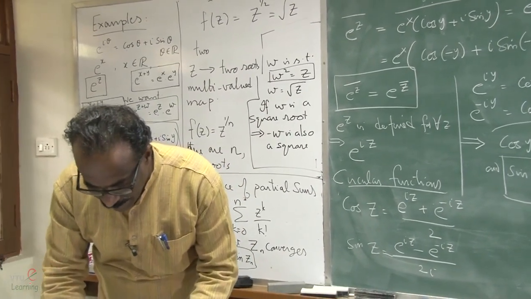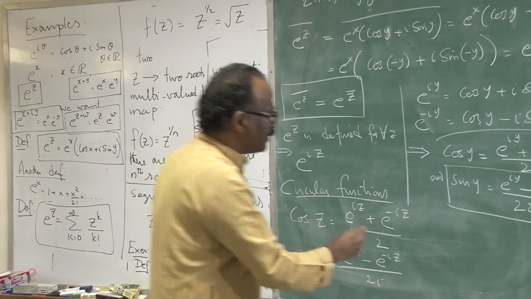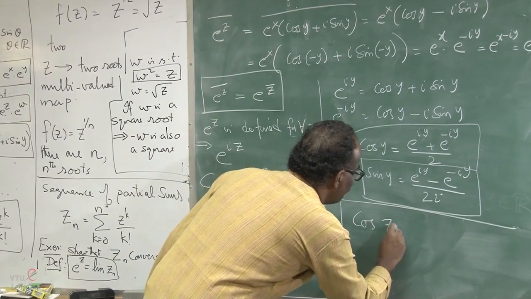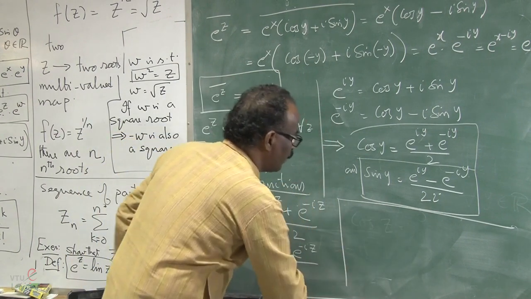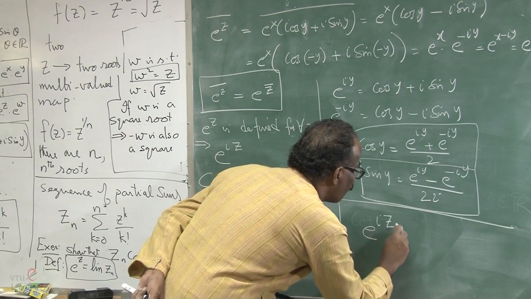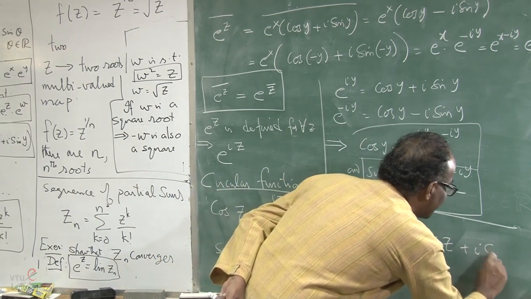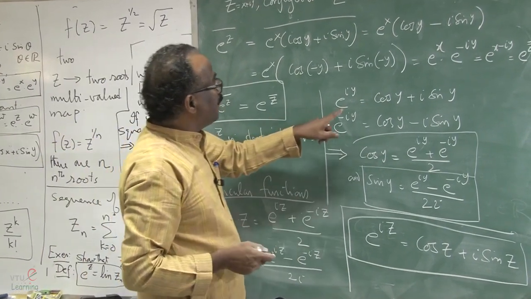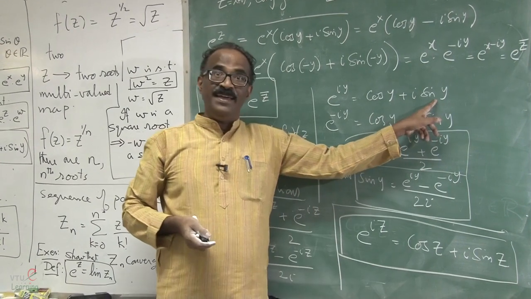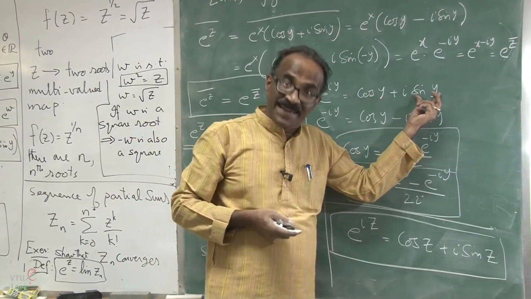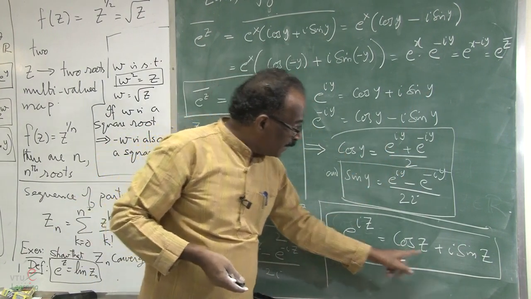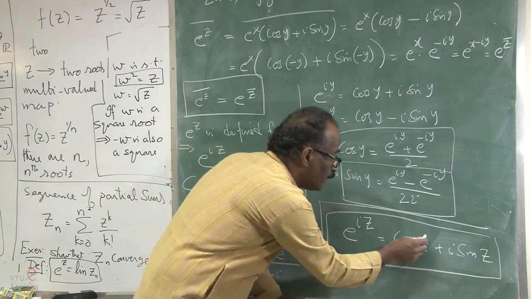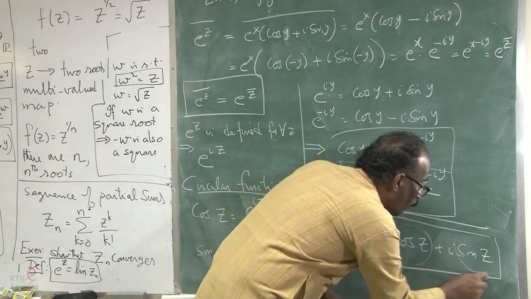With that, if you apply the same philosophy, you can also write e power i z equal to cos z plus i sin z. The same formula is true now. Here I want you to be cautious. When I define e power i y as cos y plus i sin y, cos y is the real part and sin y is the imaginary part. But when I write it in this form with z, this is not the real part and this is not the imaginary part, because z involves x and i y.